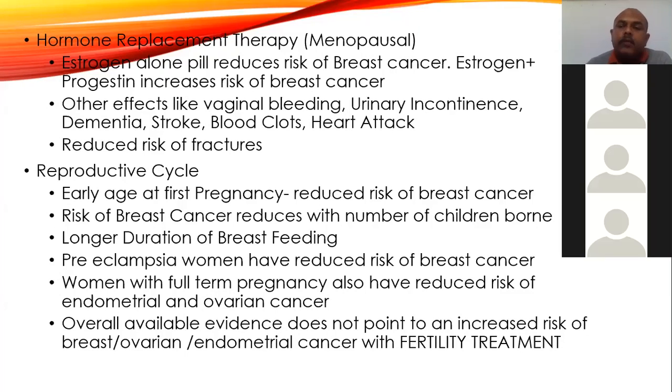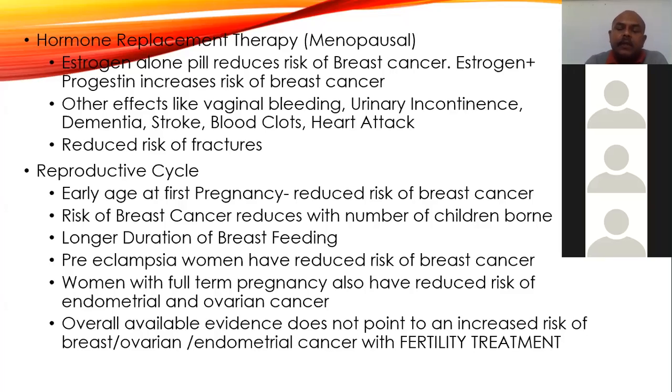The reproductive cycle in a woman is very important. Early age at first pregnancy, having more pregnancies, and longer duration of breastfeeding all reduce the risk of breast cancer. Women with a full-term pregnancy, who have delivered a live child without any problem, also have a reduced risk of uterine and ovarian cancer.